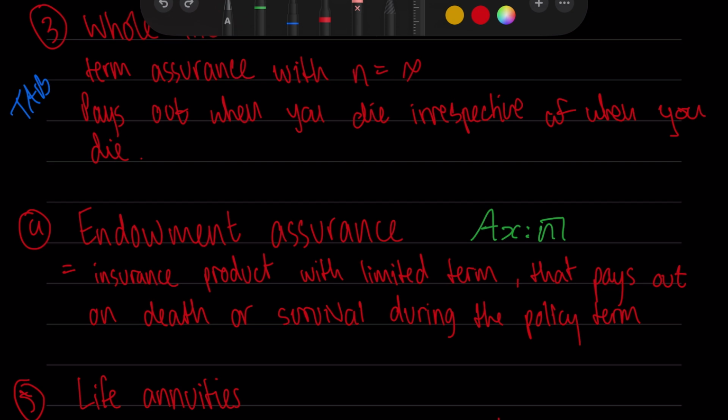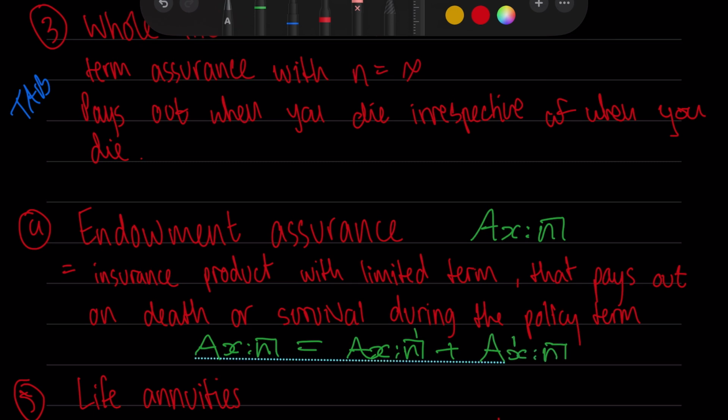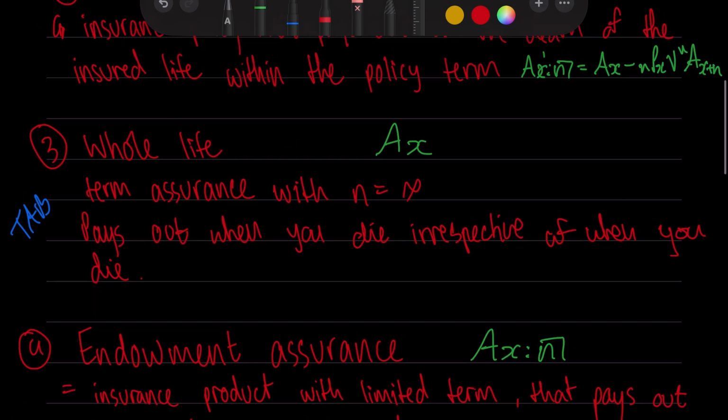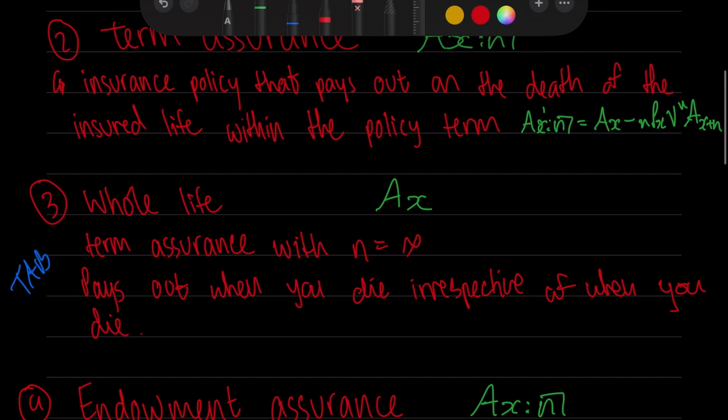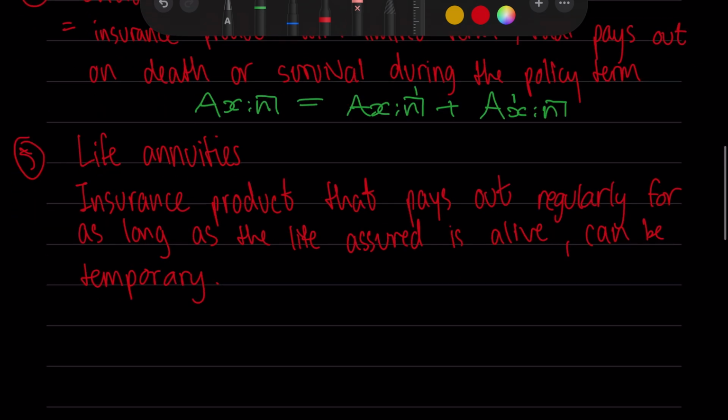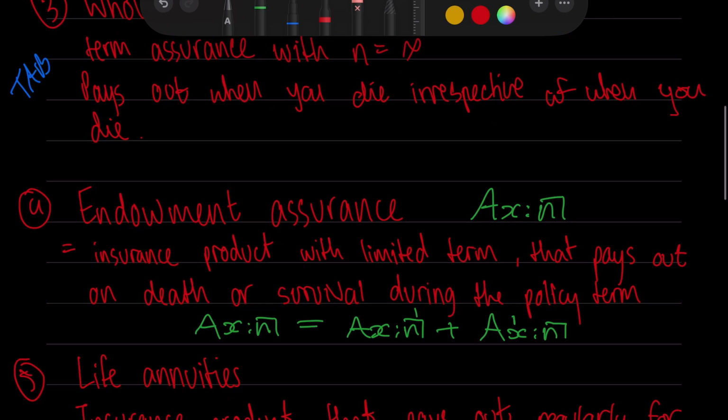So quite literally, this is equal to this plus this, right? It's the sum of a term assurance and a pure endowment. So you can consider the methods we used for 1 and 2, and now we're just summing them. Life assurance, and then you can already imagine that number 4 would be quite a bit more expensive because it kind of guarantees a payment, because you either survive or you die. There's not really an in-between.